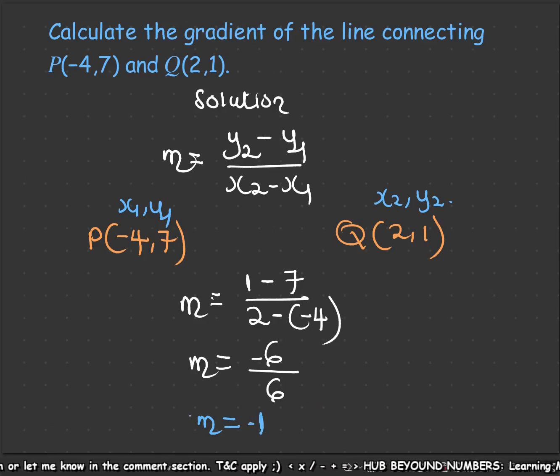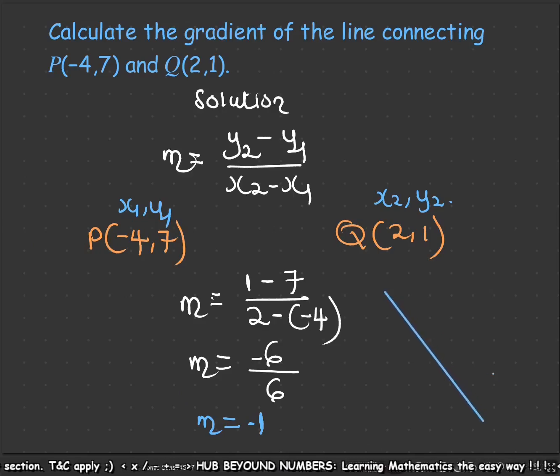So our gradient is -1. So its line will be something like this. It moves from the left to the right downwards.